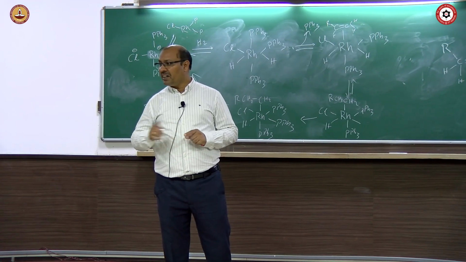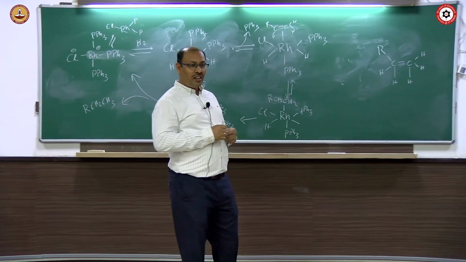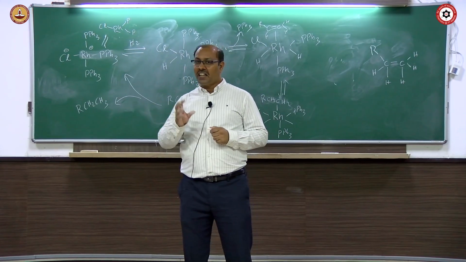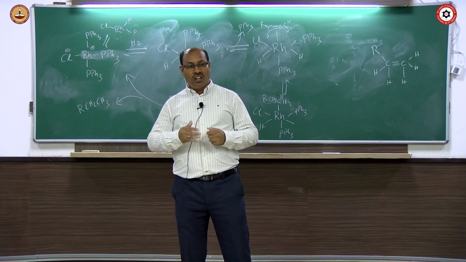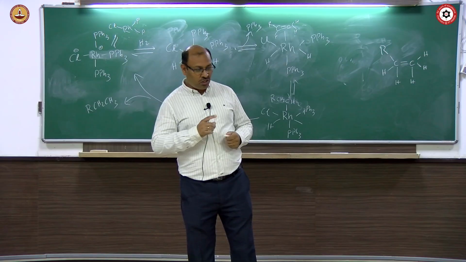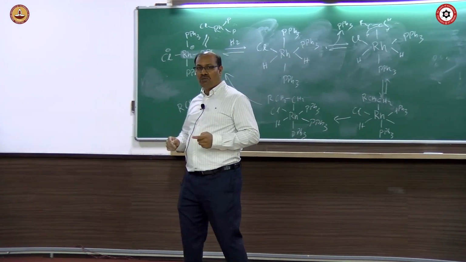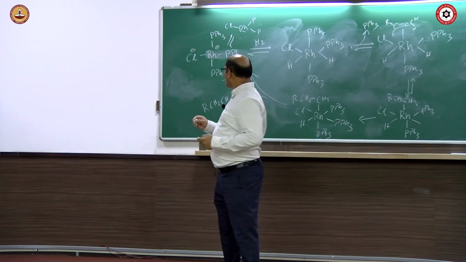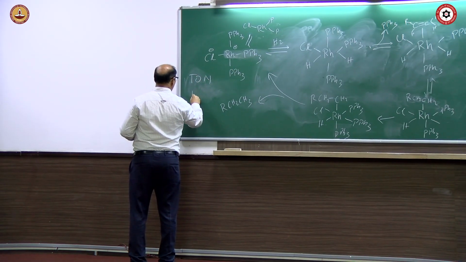So turnover frequency is turnover number divided by time. Suppose turnover number is 10,000. And if it happens in 10 minutes, or if it requires 1 hour, or if it requires 1 day, the longer it requires, the smaller the turnover frequency. So when turnover number is high and turnover frequency is also high, then industry will like that catalyst. So it's called TON and TOF.